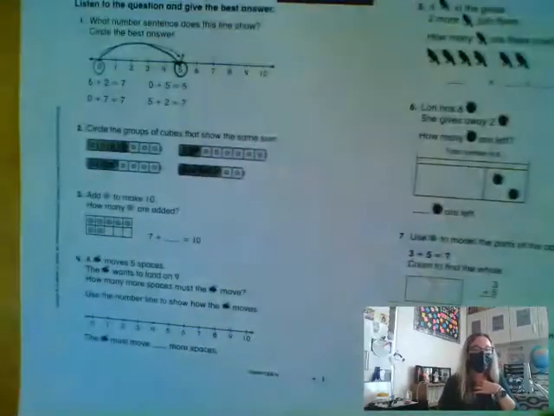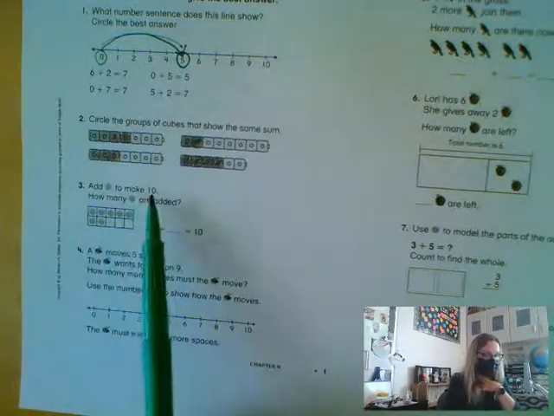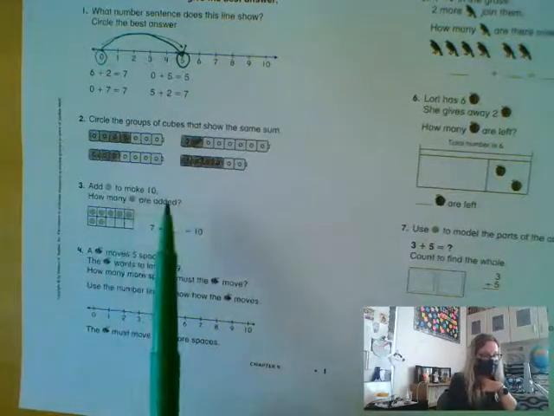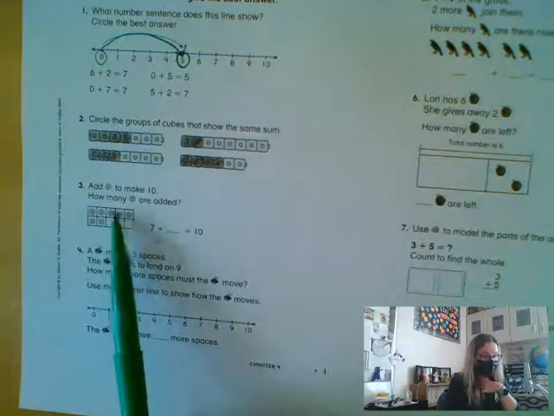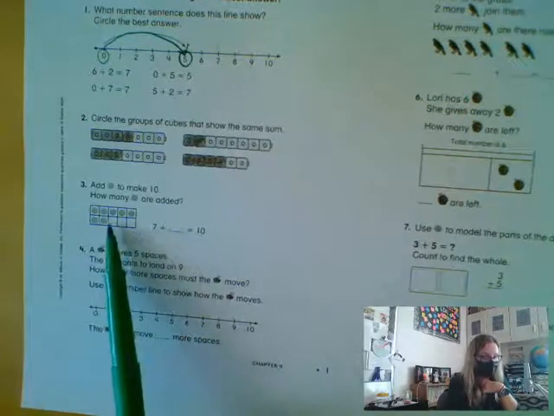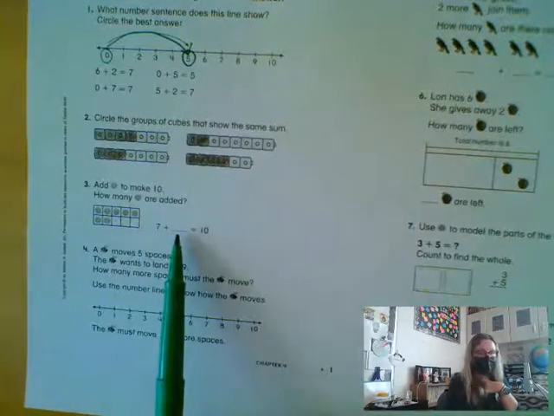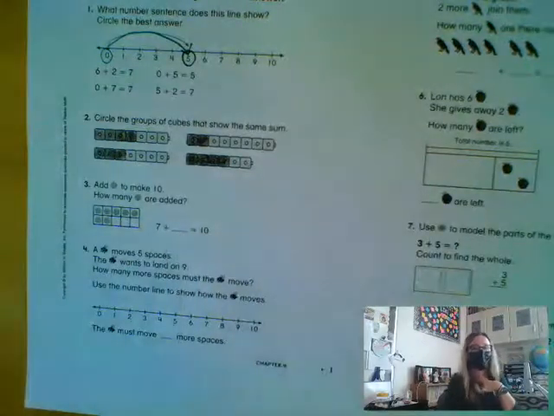For number 3, it says add counters or circles to make 10. How many did you add? So there's already 1, 2, 3, 4, 5, 6, 7, and they put that number here. You need to draw in until you get to 10. And then on this line, tell me how many did you draw?